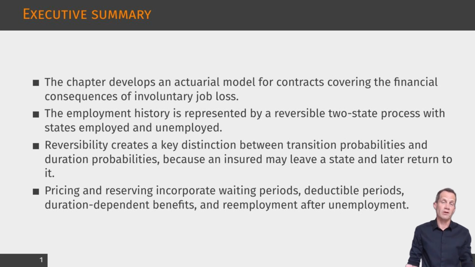The chapter then incorporates the contractual restrictions used in practice: waiting periods to reduce adverse selection, deductible periods to avoid covering very short unemployment spells, and maximum payment durations. Pricing and reserving combine these clauses with the probability of job loss, the probability of remaining unemployed during the deductible period, and the possibility of reemployment. The reserve is therefore state-dependent, and in the unemployed state, it also depends on the duration already spent unemployed. Finally, the chapter shows how job loss and reemployment rates can be estimated from observed transitions and exposures, and how crude estimates may be smoothed by Poisson regression.